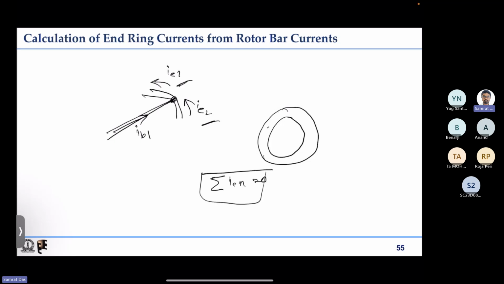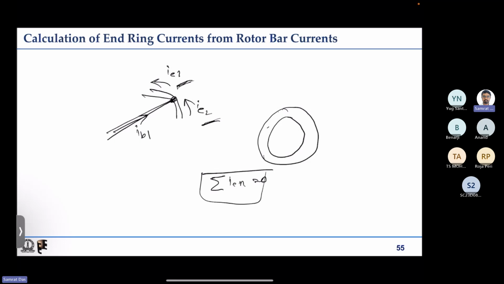So from this, whatever number of bars are there, we have the same number of equations, and we could solve that in order to find the different end ring currents for a given instant of time. And that same thing can be done for different instants of time, and we could have current waveforms in different end ring segments.